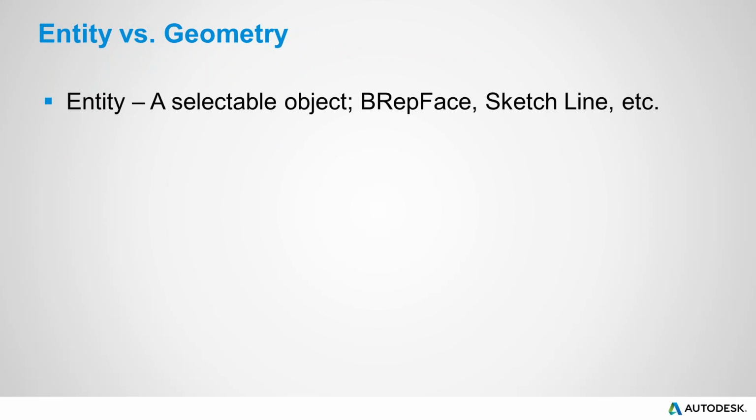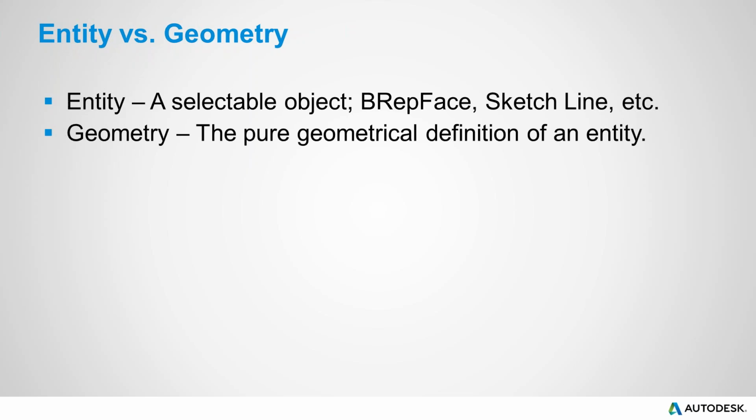Right. So in the API, there are a couple of terms that we try to use consistently all the time, and it may not be obvious unless you know this. The first term is an entity, and the definition of an entity is really anything that you can select. In the UI I can select a face, a sketch line, a construction plane. So anything that's selectable, we call an entity.